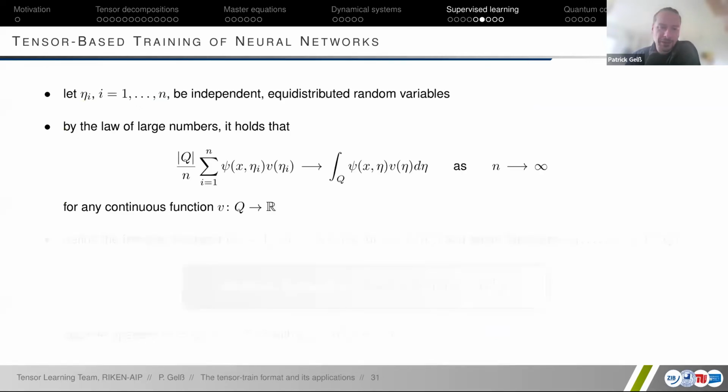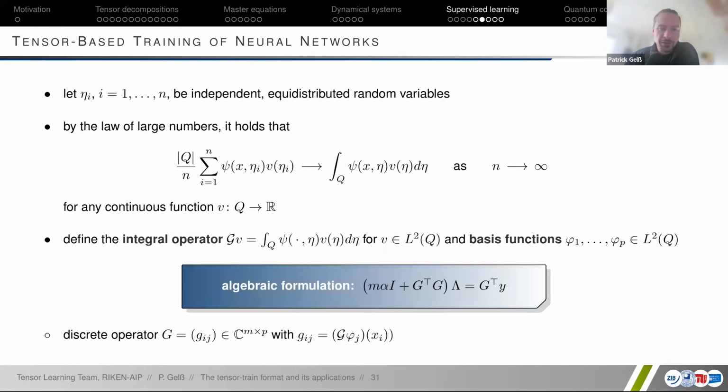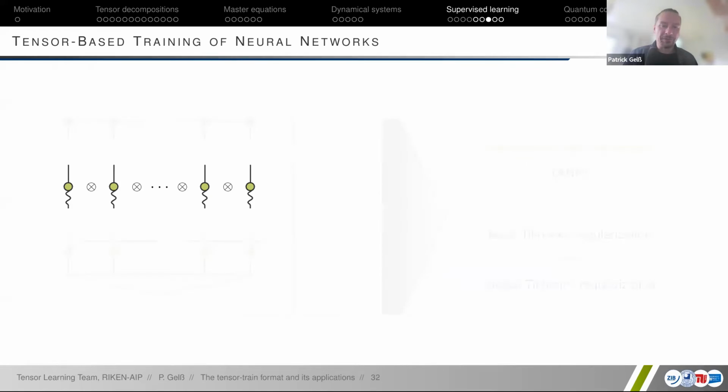We take this expression and use the law of large numbers, and say that as n goes to infinity, this expression converges to the integral you can see here. So we define the integral operator, take again a set of basis functions, and then we can derive an algebraic formulation, actually a Tikhonov regularization of our problem. We want to solve this to find the tensor lambda, which is a tensor train again, which gives us the coefficients for combining our basis functions. The new idea here is that we take our basis functions as rank 1 tensors again, which we also did for MANDy.